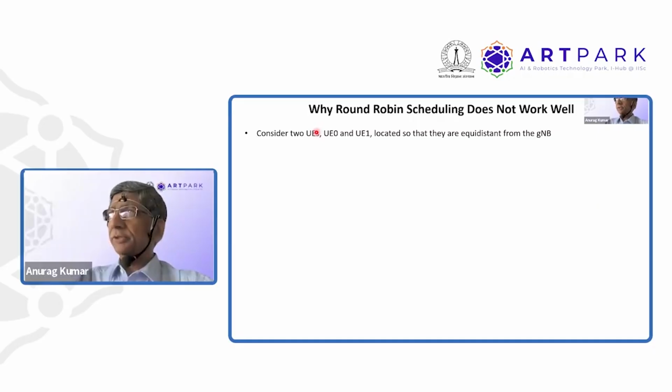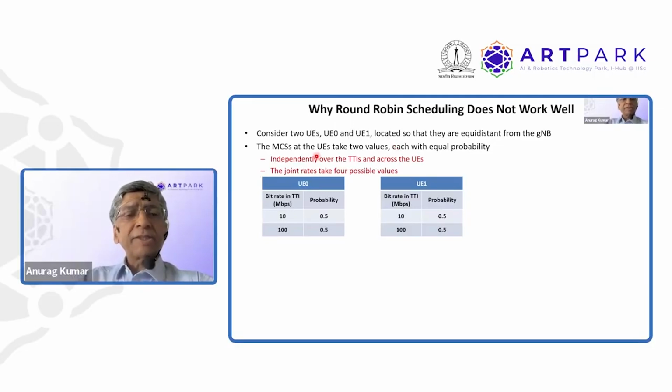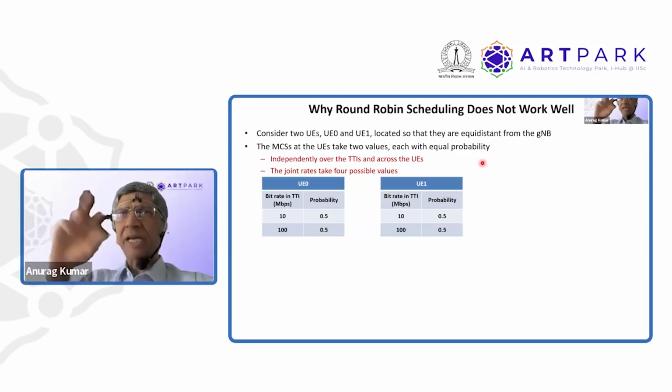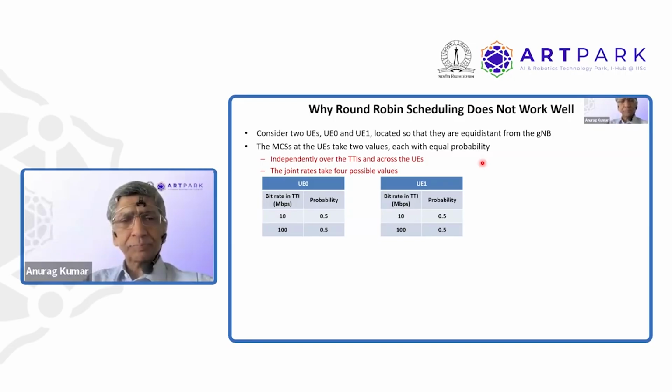Let's suppose we have two UEs, UE0 and UE1, located at the same distance from the base station. Let's suppose that the bit rates of the UEs take only two values. I'm building an example here. Let's just take two values with equal probability. The channel just takes two states. And the channel states are independent across the two UEs, which is often the assumption.